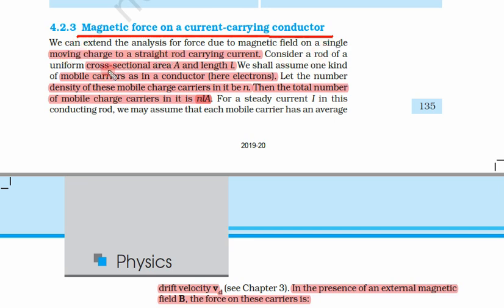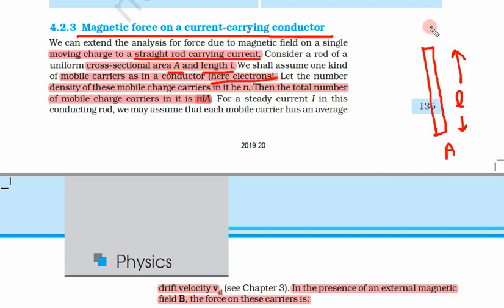So now let us say that we have a straight rod. This is a current carrying conductor, and the cross sectional area is A, length is L. We assume one kind of mobile charge carriers in the conductor, here electrons. So we know that in conductors the charge carriers are electrons.